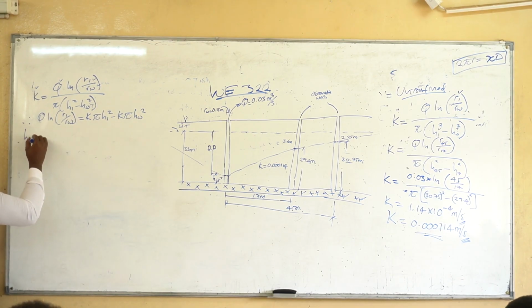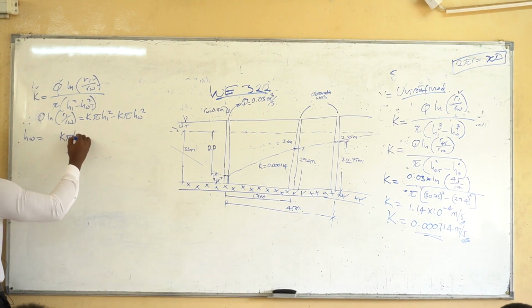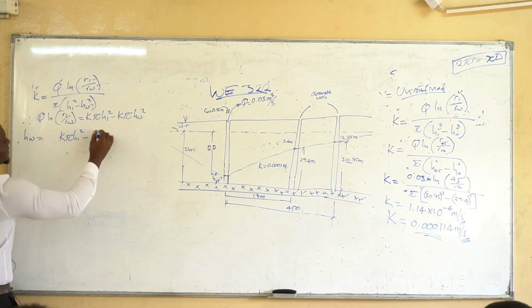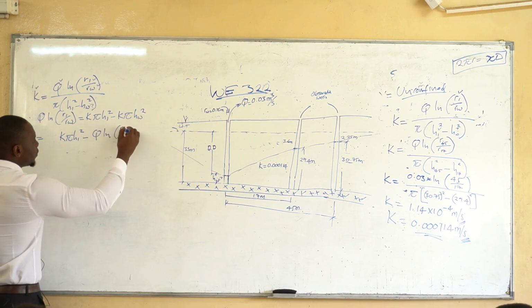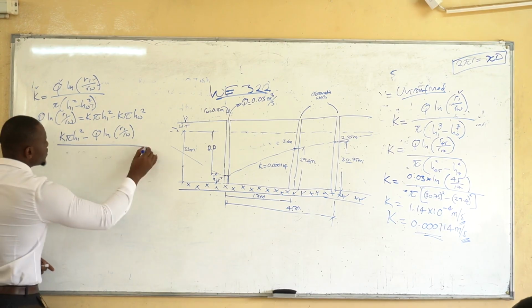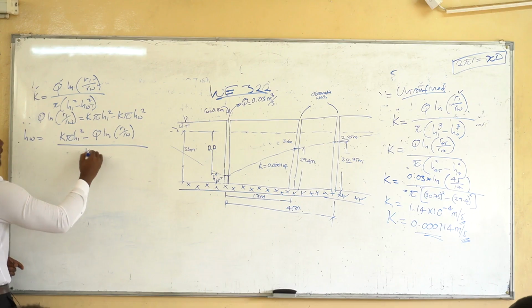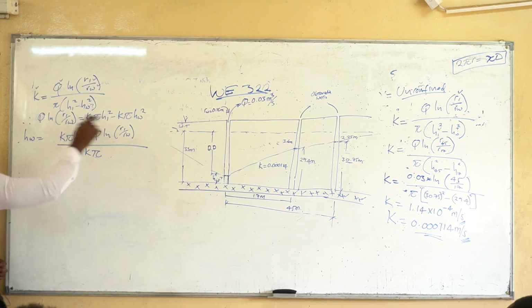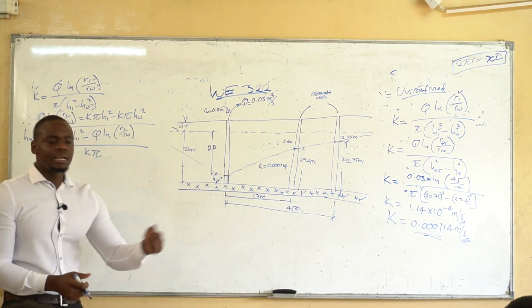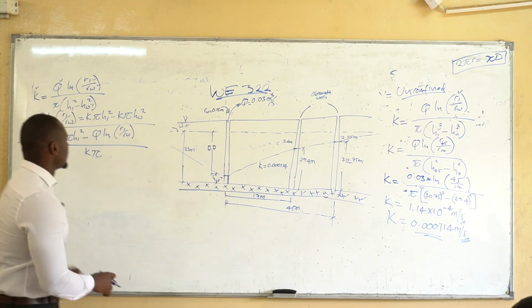So I can say HW is equal to, so my K pi H1 raised to the power 2 minus Q ln(R1 over RW). We're going to divide this over K pi, and then because the 2 has to be here, we just square root it. So this is what we'll be working with. So we're looking for the HW. Once we find the HW, we come and subtract. We find ourselves our drawdown.